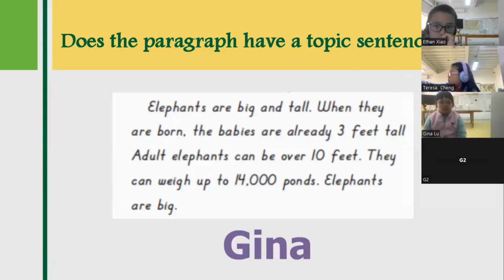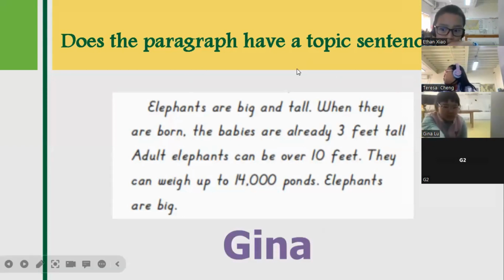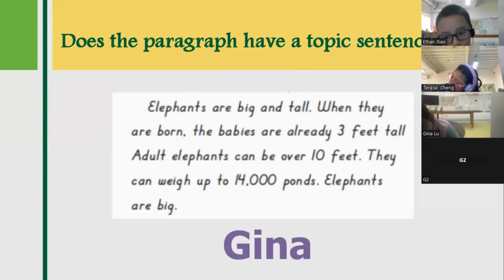So elephants are big and tall when they're born. The babies are already 3 feet tall. Adult elephants can be over 10 feet. They can weigh up to 14,000 pounds. Elephants are big. So Gina, does the paragraph have a topic sentence?